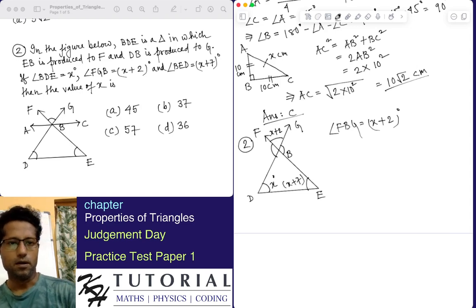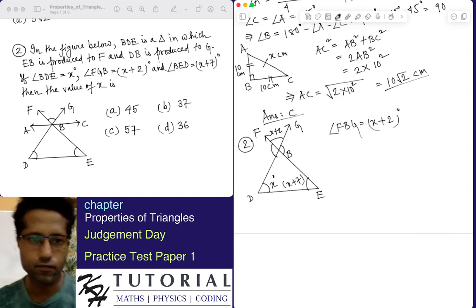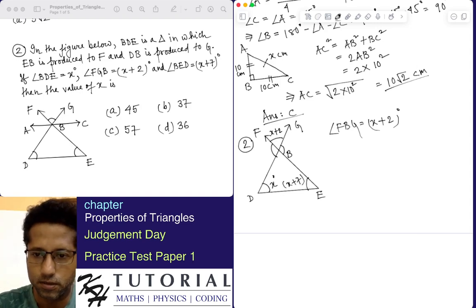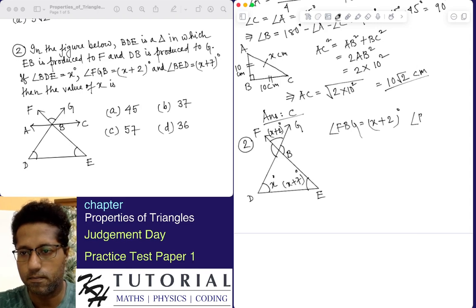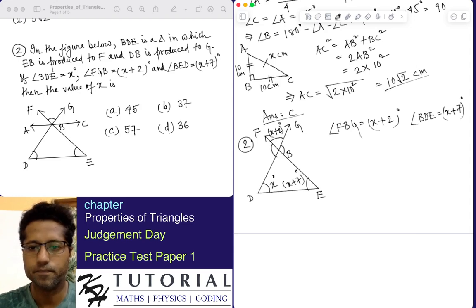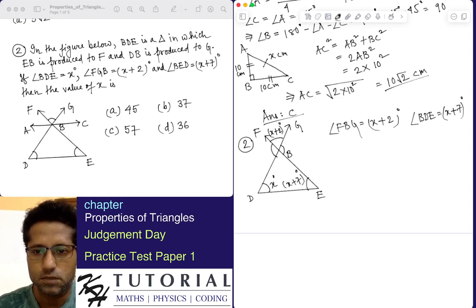Then we have to find the value of x. These are all in degrees: x plus 7 degree, x degree, and x plus 2 degree. Angle BED is x plus 7 degree. We have to find x. Now we can clearly see the angle FBG is given to be x plus 2 degree.